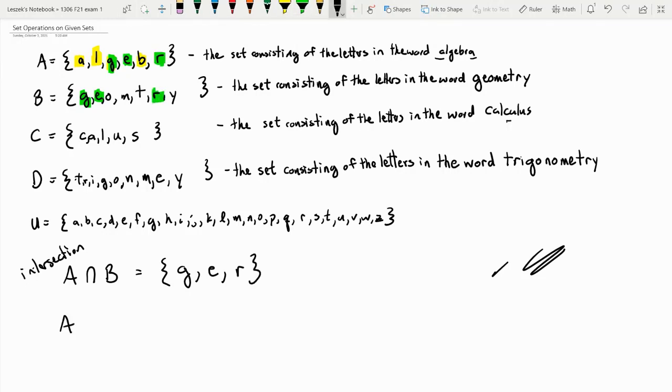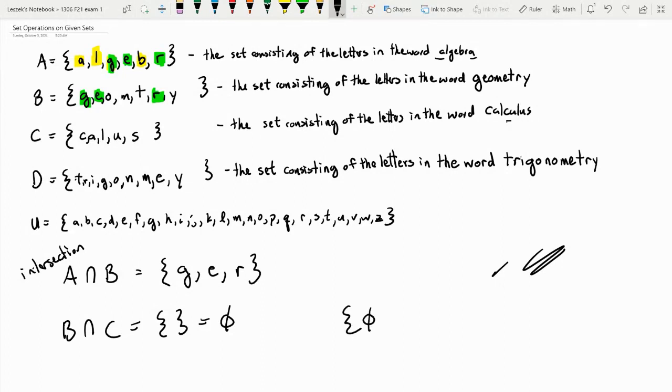What about the intersection of B and C? Do sets B and C have any letters in common? Not C, not A, not L, not U, not S. No. So this is the empty set. You can write it either with the brackets with nothing inside, denoting an empty bag, if you will, an empty collection, or the empty set symbol.